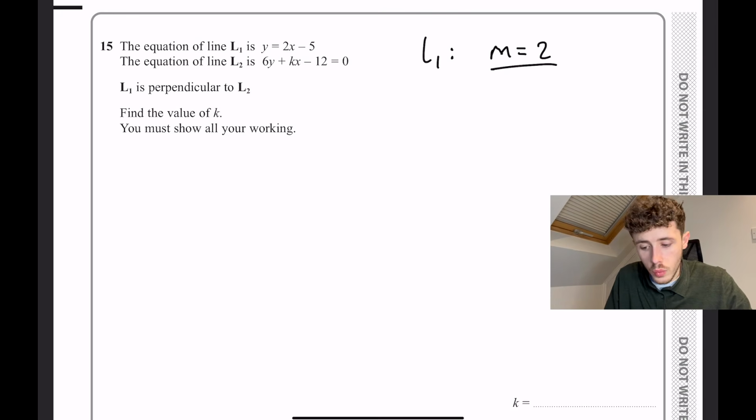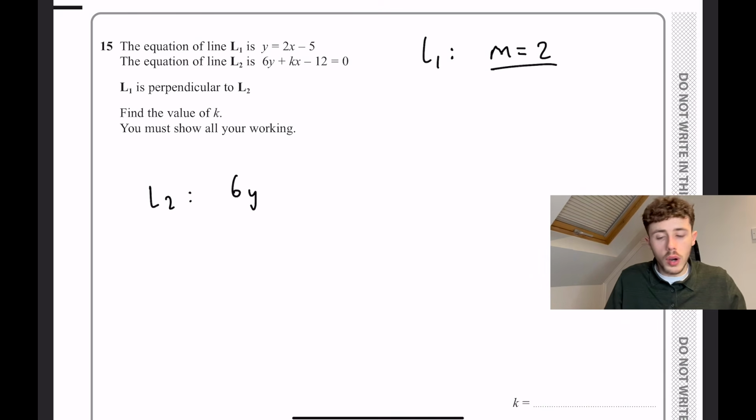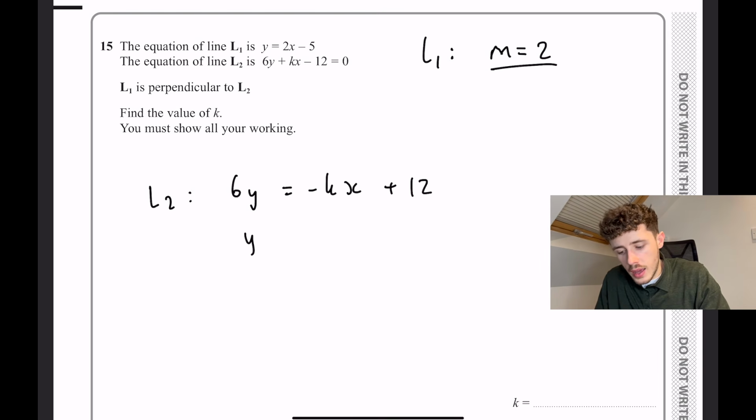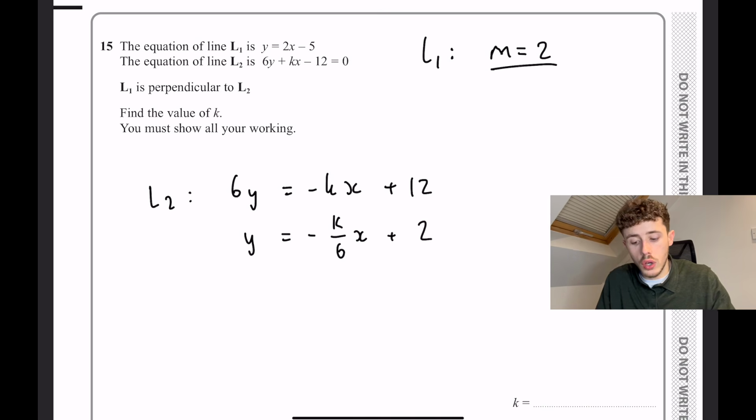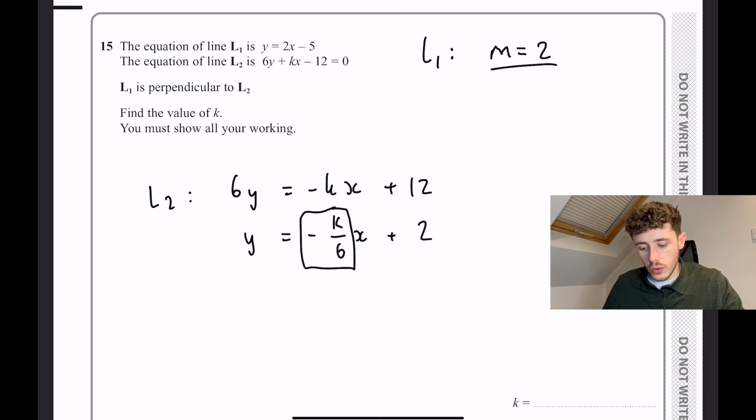Line L2, we have to do a bit of rearranging to work out what that is. So to work out the gradient, we would just want to rearrange it so that it's y equals something. So straight away, we can move everything apart from the y onto the right-hand side, leaving us with minus kx plus 12. And then if we divide by the 6, we're going to have minus k over 6x plus 2. Now that tells us that the gradient of L2 is going to be whatever is in front of the x once we've rearranged it, which we have now.